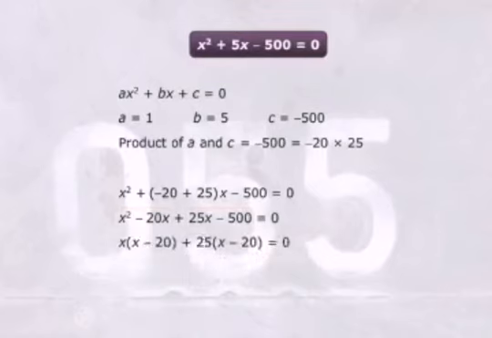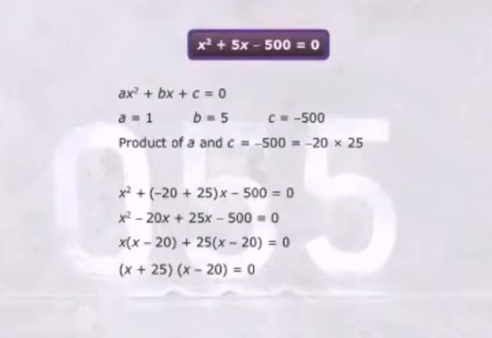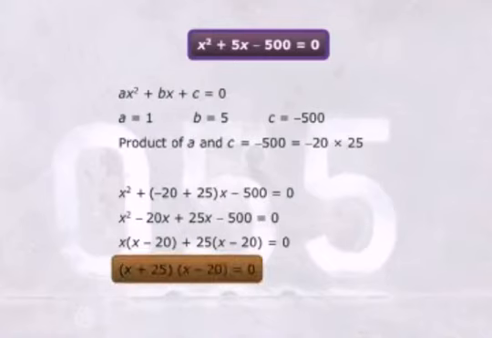So how can you write this in factor form? x plus 25 into x minus 20 equals 0. So this means that we can factorize x squared plus 5x minus 500 equals 0 as x plus 25 into x minus 20 equals 0.